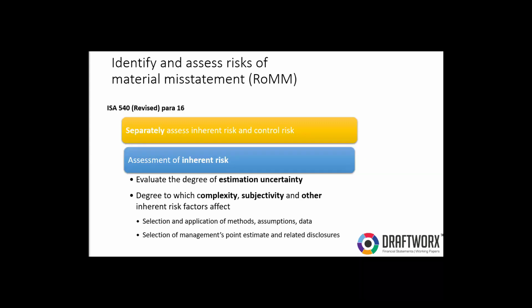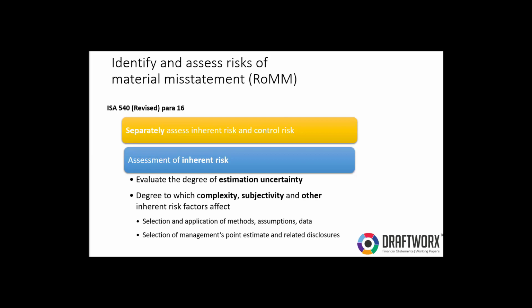And when you look into inherent risk assessment, specifically as it relates to accounting estimates, you must evaluate the degree of estimation uncertainty. That means the degree to which the accounting estimate is subject to estimation uncertainty. It indicates the susceptibility of the accounting estimate and related disclosures to an inherent lack of precision in its measurement. So that's what estimation uncertainty means.